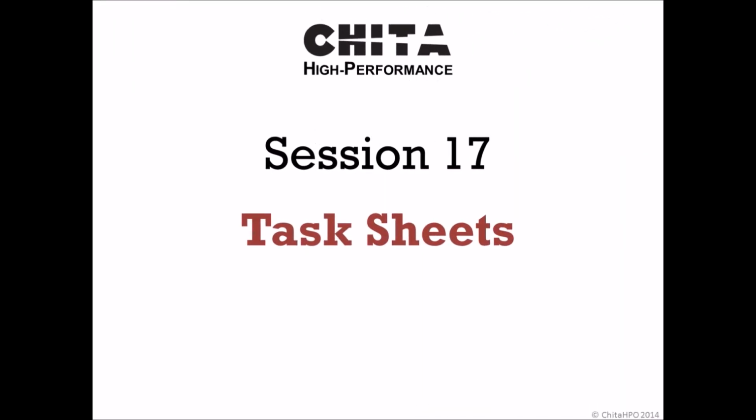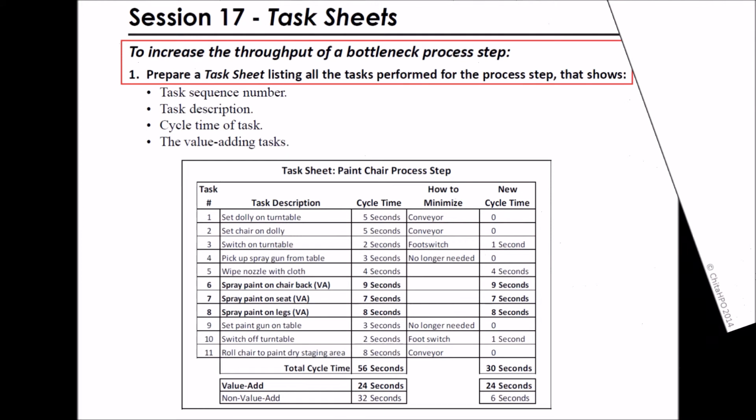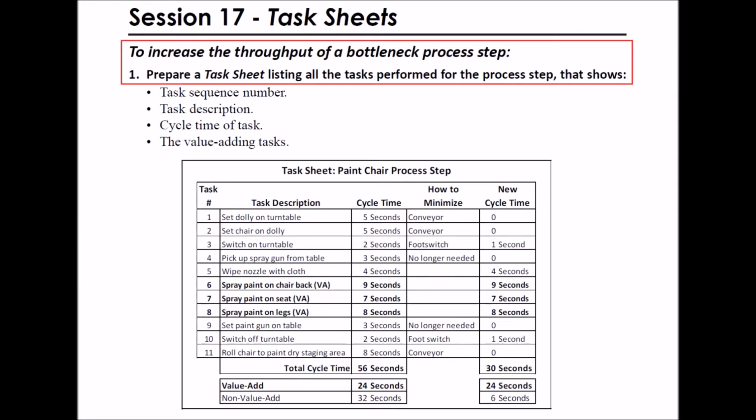Session 17, Task Sheets. To increase the throughput of a bottleneck process step, start by preparing a task sheet that lists all the tasks performed in the process step and shows the task sequence number, a description of the task, the cycle time of the task, and you want to indicate which tasks are value-adding. There's a blank task sheet form in the operator workbook and an Excel copy on the Leader flash drive. You then add up the task cycle times to give the total cycle time for the process step.